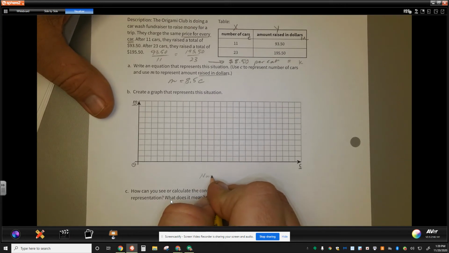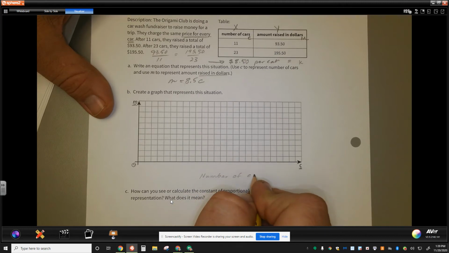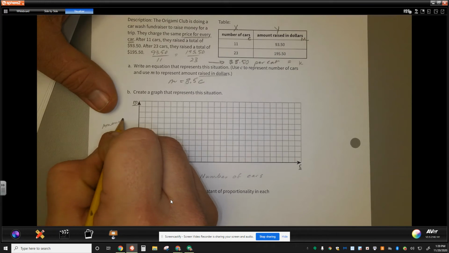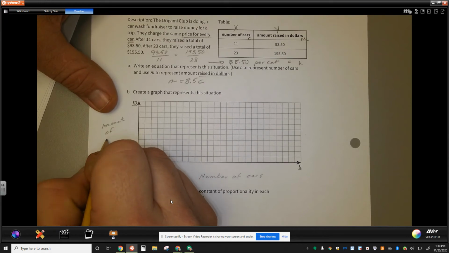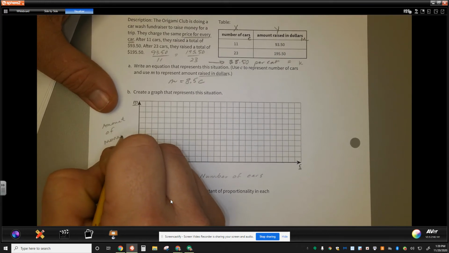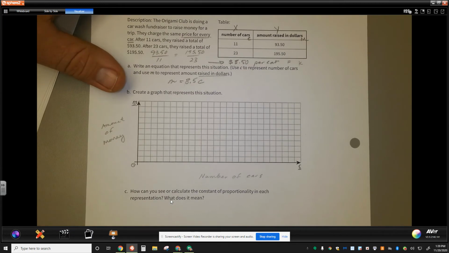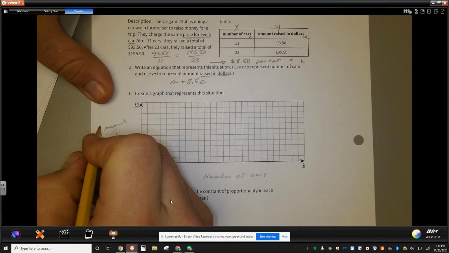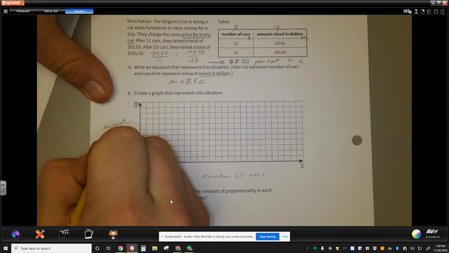We have the number of cars, and then we have the amount of money. Or we can say amount raised in dollars is probably more appropriate because of what it says right here on the paper.